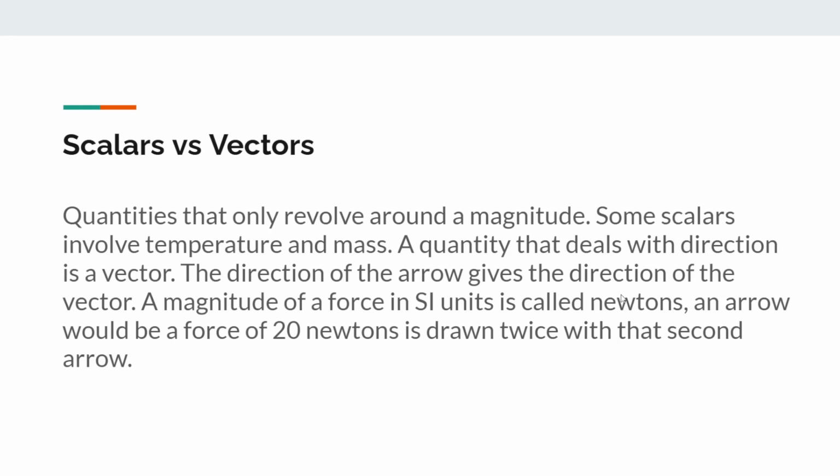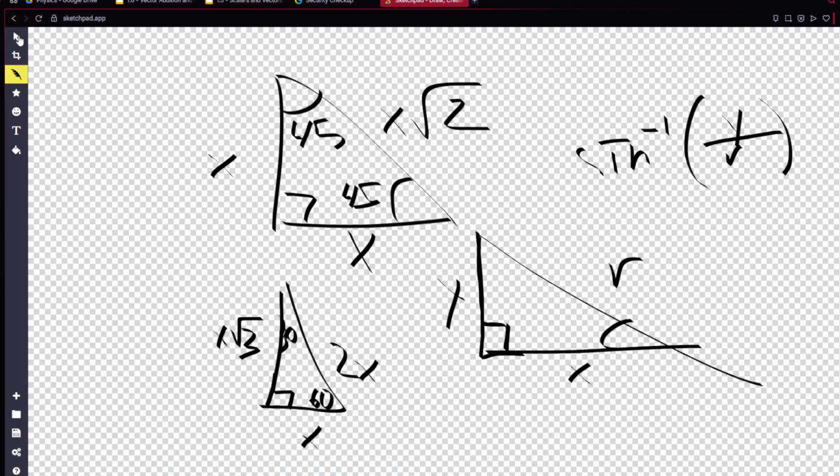Now the direction of the arrow gives the direction of the vector. The magnitude of a force in SI units is measured in newtons. An arrow for a force of 20 newtons is drawn twice as long. So what does that mean? Let's take the Cartesian coordinate plane, and all we're dealing with is pretty much triangles here.